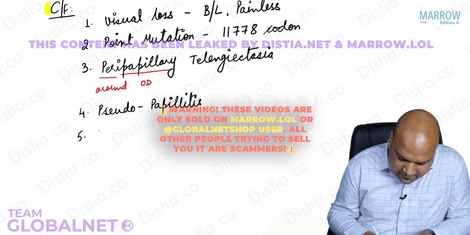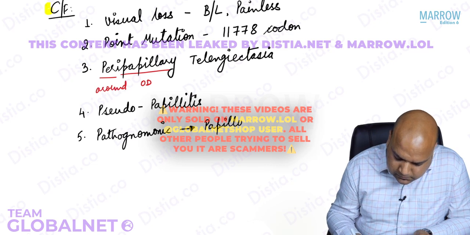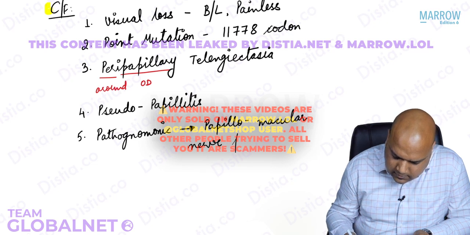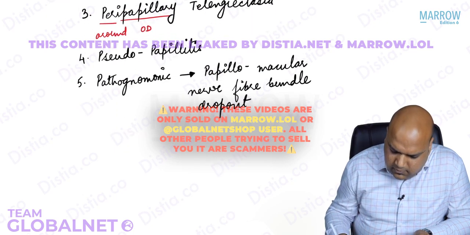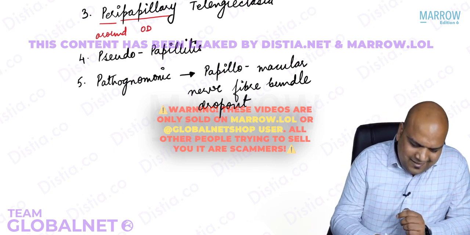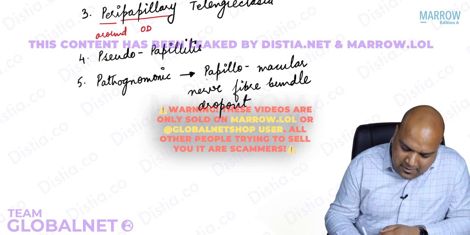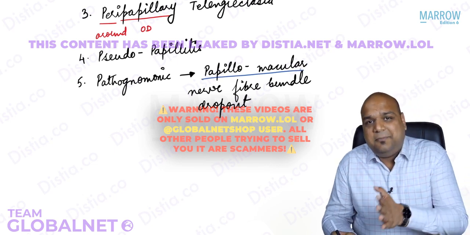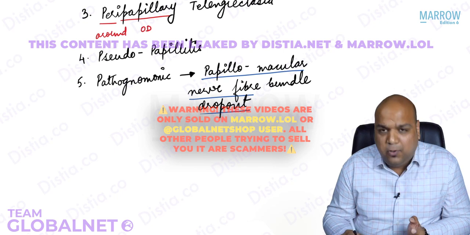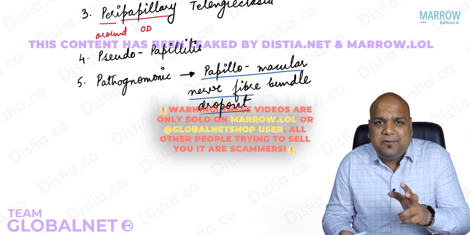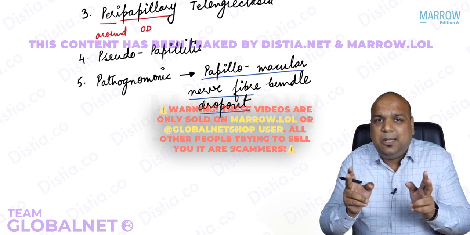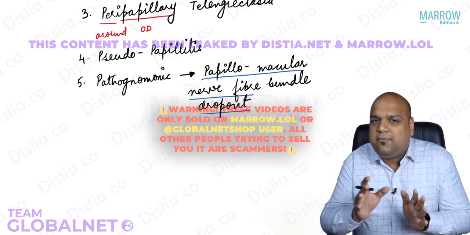Number five, everybody. Pathognomonic sign: papillomacular nerve fiber bundle dropout. Fancy line with a simple meaning. Papillomacular means optic disc and macula. Nerve fiber dropout. Dropout means loss, everybody. So there is specifically loss of nerve fibers which are present between the macula and the optic disc. Papillomacular nerve fiber bundle dropout.